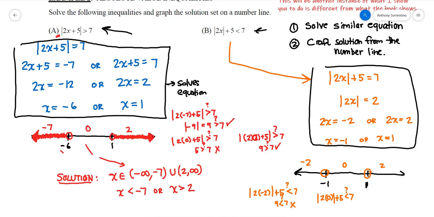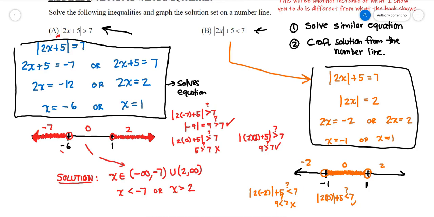0 plus 5 is 5. Is that less than 7? Sure is. So this middle region is going to get filled in. And for 2, I get pretty much a very similar instance like I had for negative 2. 2 times 2 is 4. Absolute value of that is 4. 4 plus 5 is 9, which is not less than 7. So the right-hand region doesn't work.